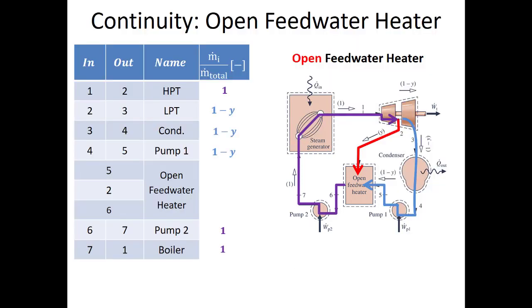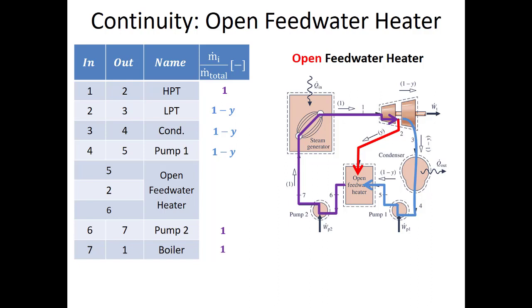Now, the next thing that I look for is where are my components that are getting the undiverted mass flow, so 1 minus y. So 1 minus y, or if y was 20%, this would be 80% of the mass flow rate, goes through the low pressure turbine, the condenser, and the pump.